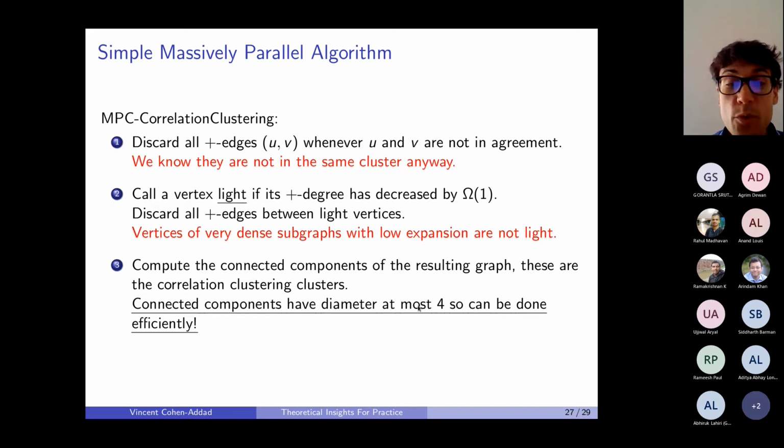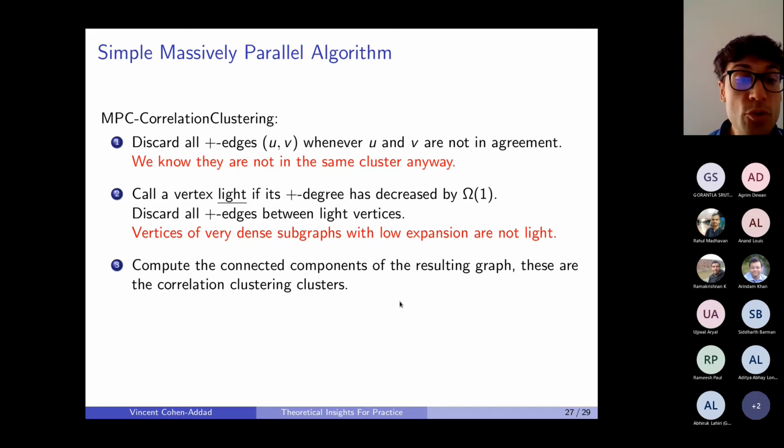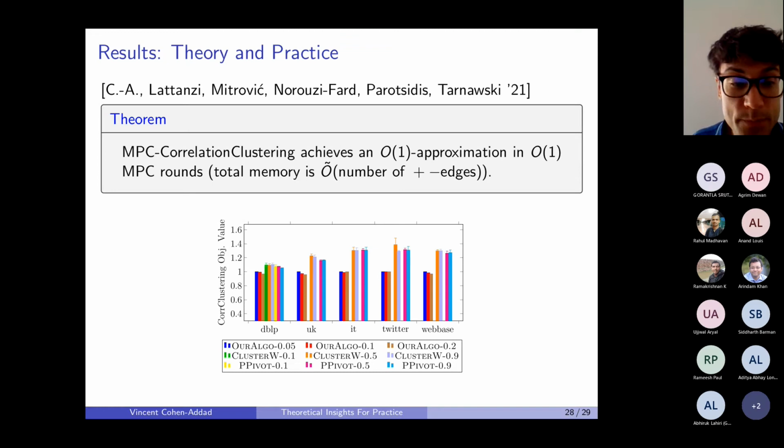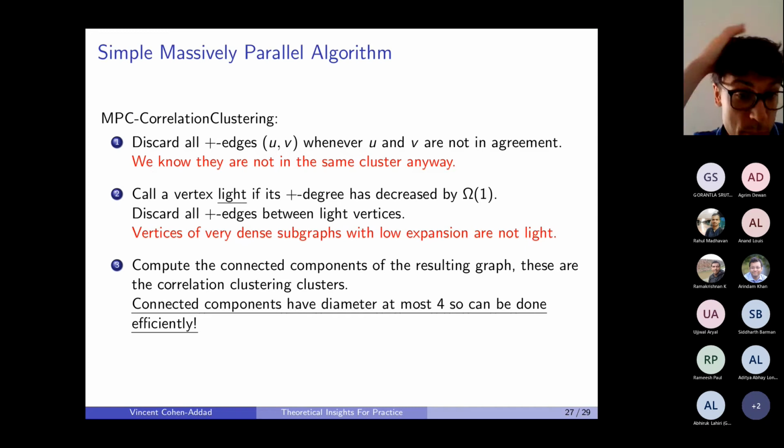Because if your graph has very large connected components, it's fine for the correlation clustering algorithm, but we want to do it in a massively parallel environment. So if the connected component is large, then we have to pay many rounds to realize this. But here we can show that the diameter is at most 4. So we can compute that in a parallel setting very efficiently. So it's a very simple algorithm, three bullets, and very easy to implement. We implemented it, and it's very easy to run at scale because connected components have very small diameter, so very fast, very good.